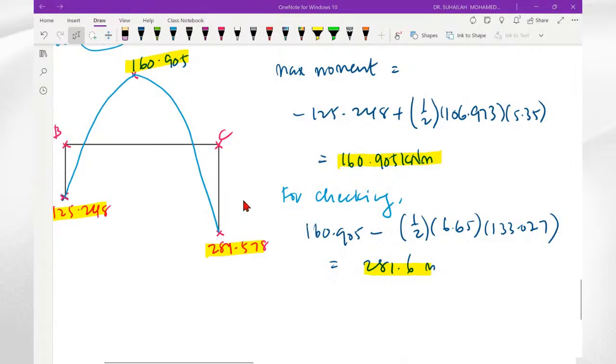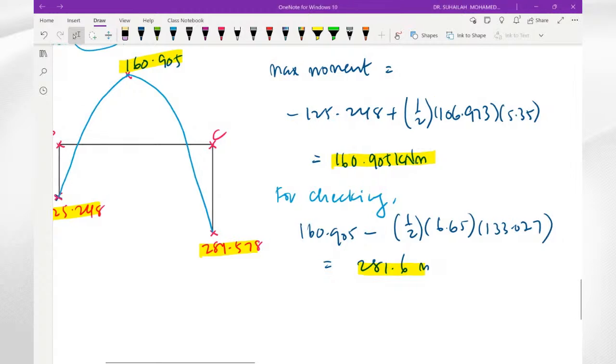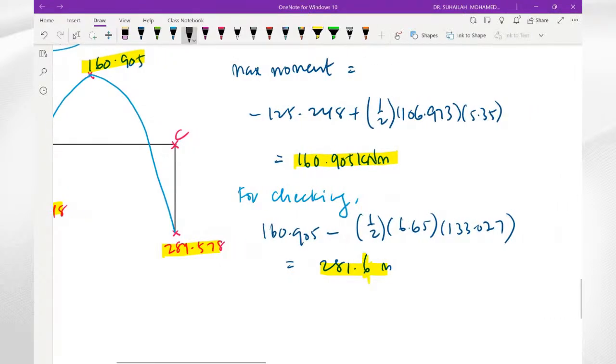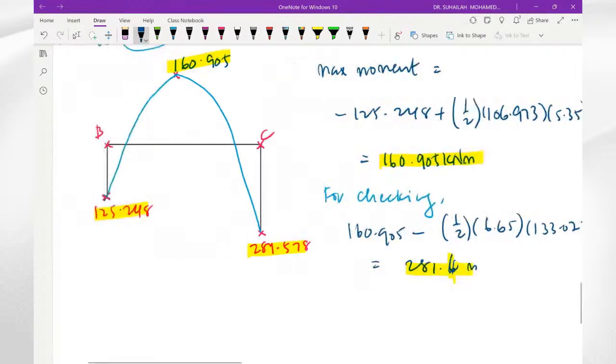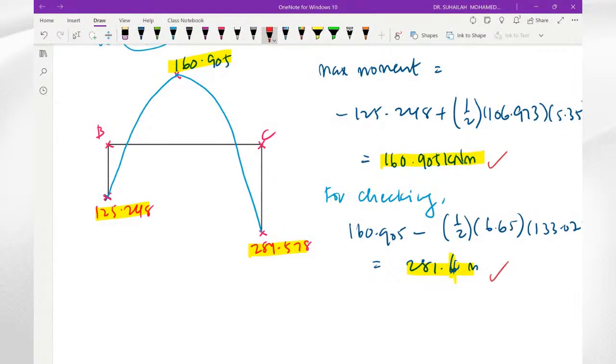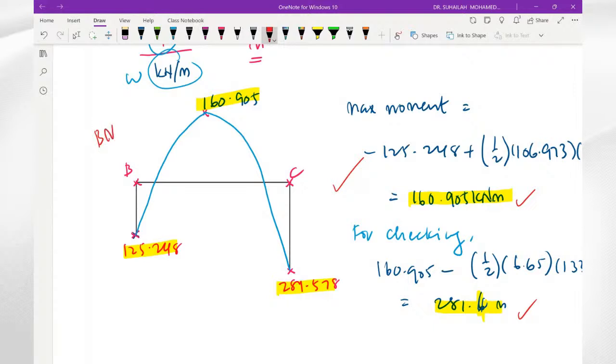Okay, so let's check. 281.4, doesn't matter because it is decimal places only. We get 4 here from the calculator, I calculated this as 4, but it doesn't matter. So this is correct. This is the correct bending moment diagram for member BC.